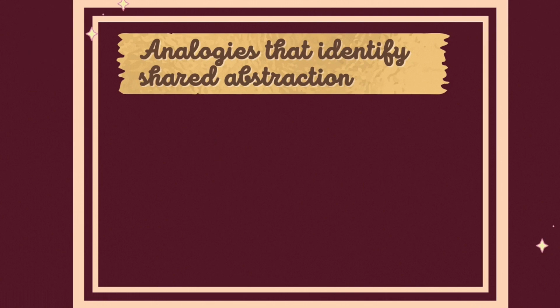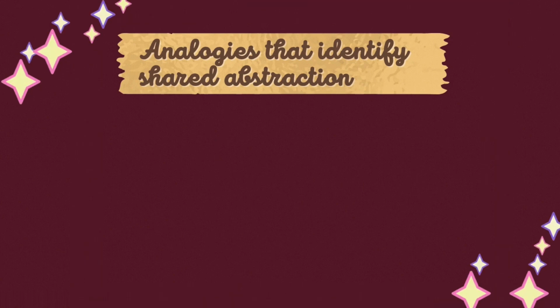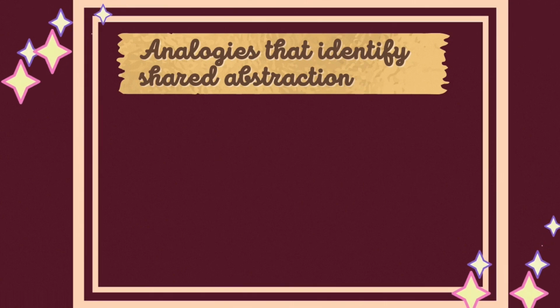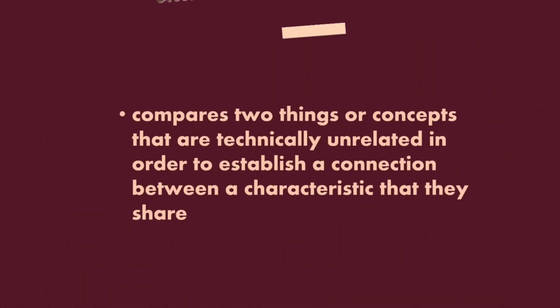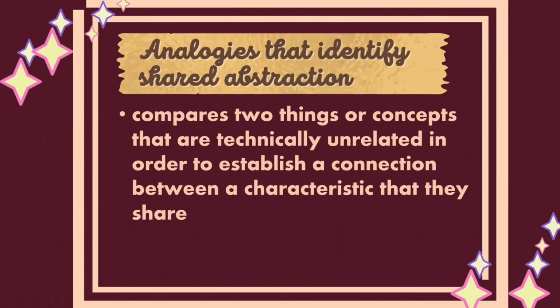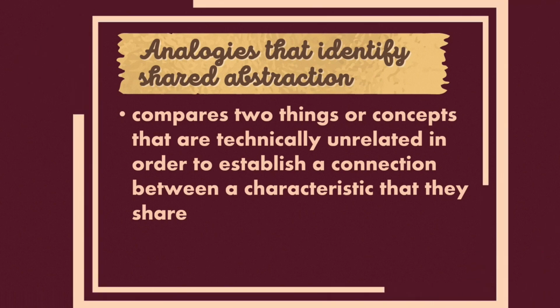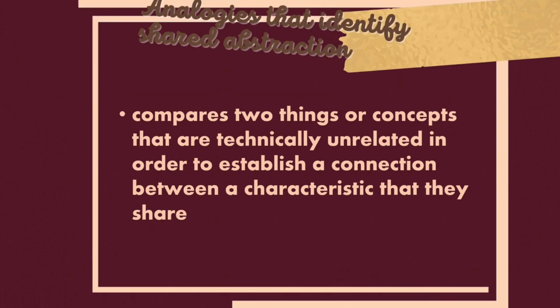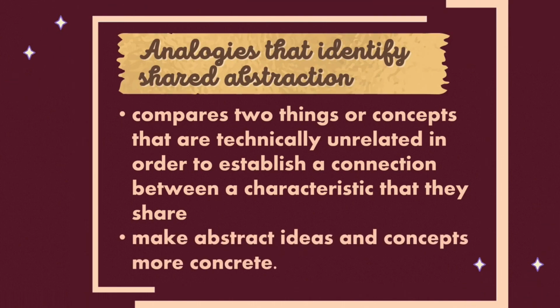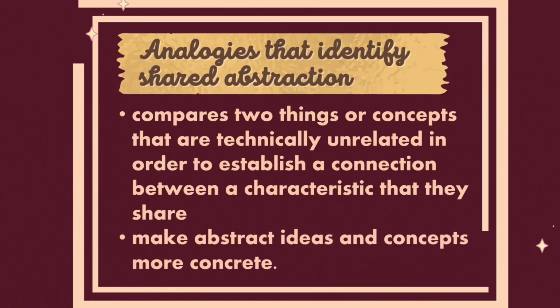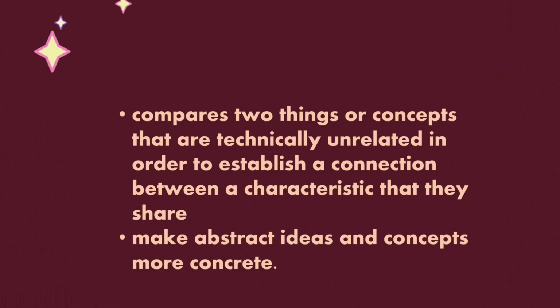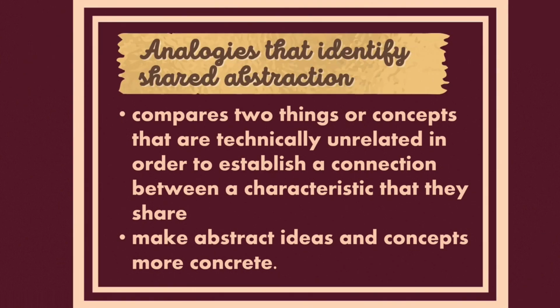The next one is analogies that identify shared abstraction. This form of analogy compares two things or concepts that are technically unrelated in order to establish a connection between a characteristic that they share. This type is common and useful in writing because it can make abstract ideas and concepts more concrete.